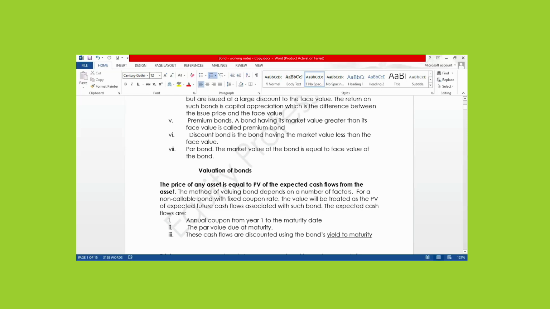For example, if the market price of a bond is 105, we know the face value to be 100. 105 is greater than 100. In that case, that bond is a premium bond.